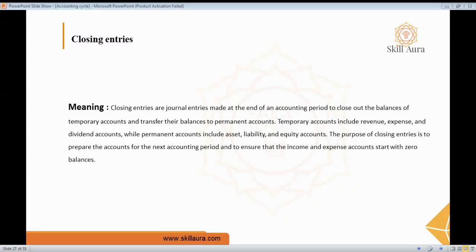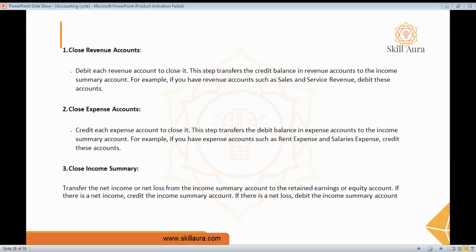The main purpose of the closing entry is to prepare the accounts for the next accounting period and also to ensure that the income and expenses accounts start with zero balance. The first one is close revenue account. You debit each revenue account to close it. This step transfers the credit balance in the revenue account to the income summary account. For example, if you have a revenue account such as sales and service revenue, you'll debit this account so the credit side of the account will be closed.